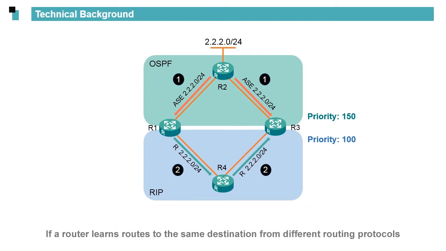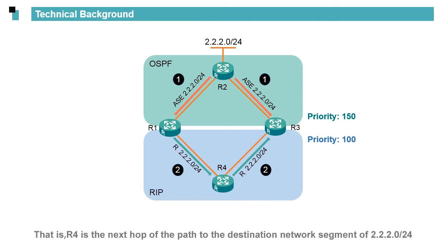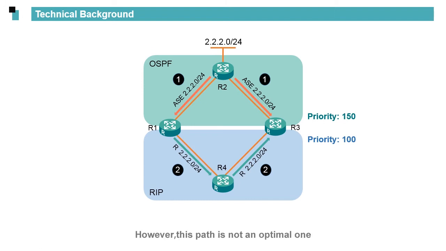If a router learns routes to the same destination from different routing protocols, the router compares the priorities of the routes. By default, the priority of RIP routes is 100, and the priority of OSPF external routes is 150. Therefore, R3 selects the RIP route. That is, R4 is the next hop of the path to the destination network segment 2.2.2.0/24. However, this path is not an optimal one.